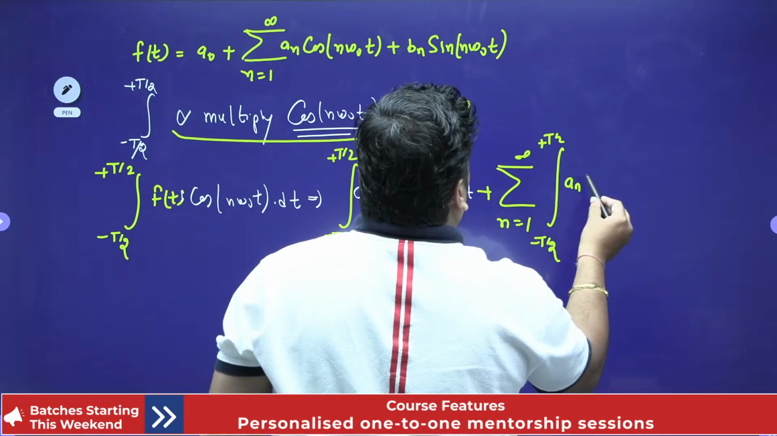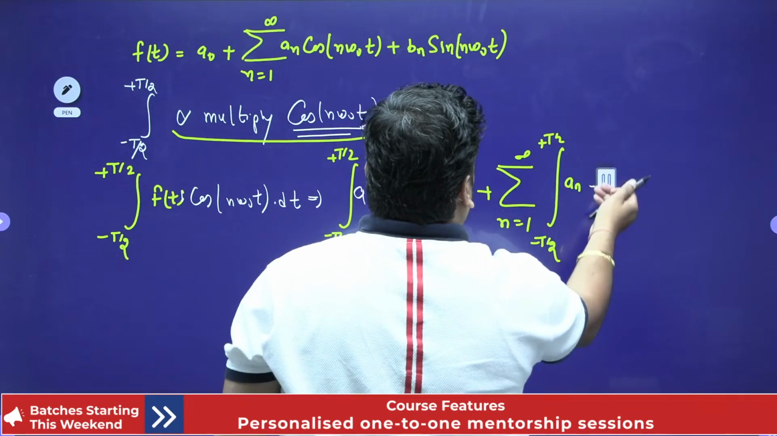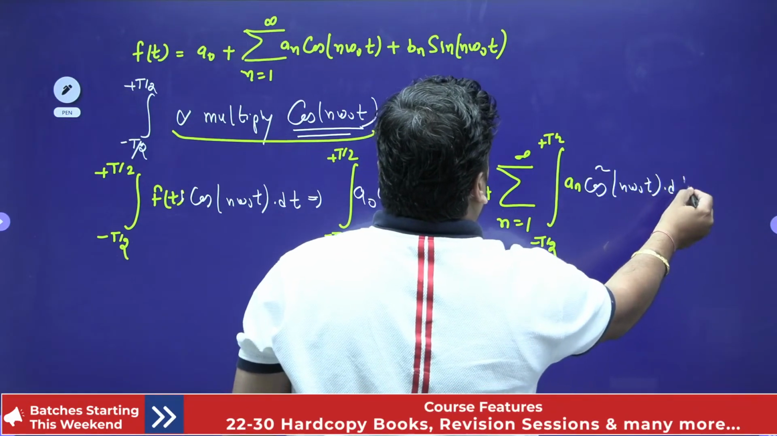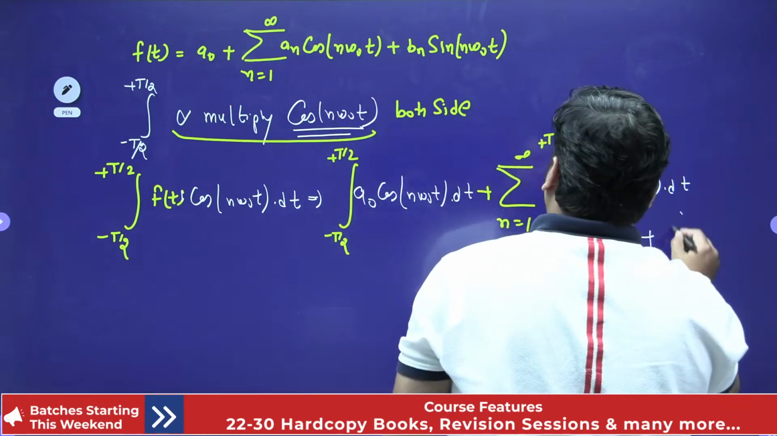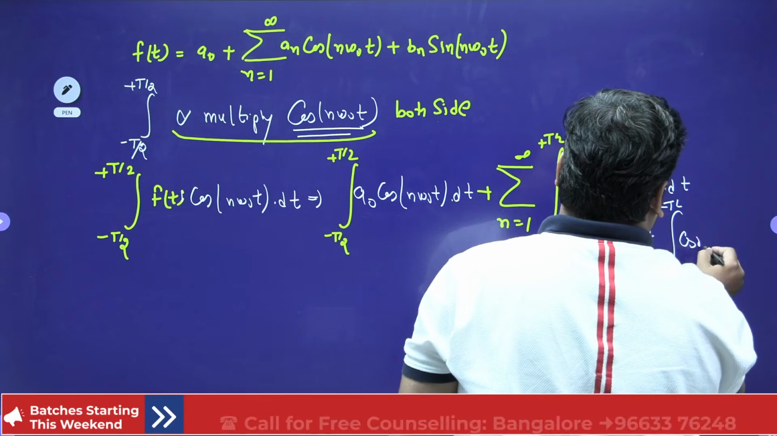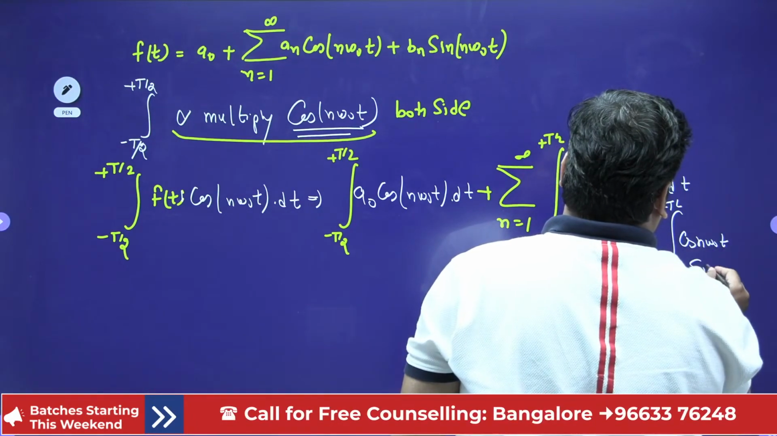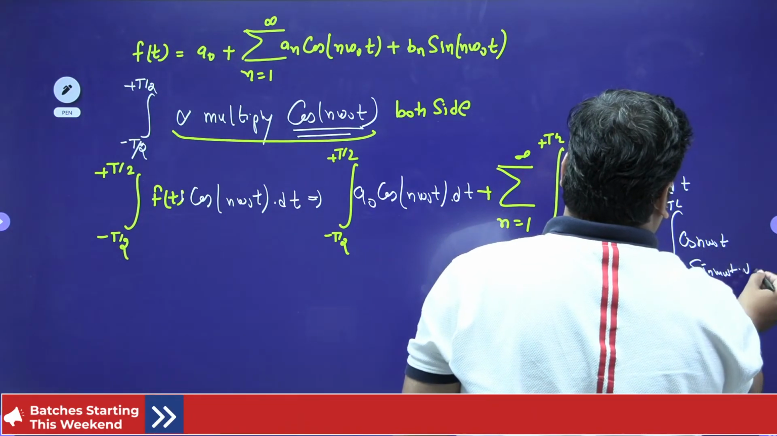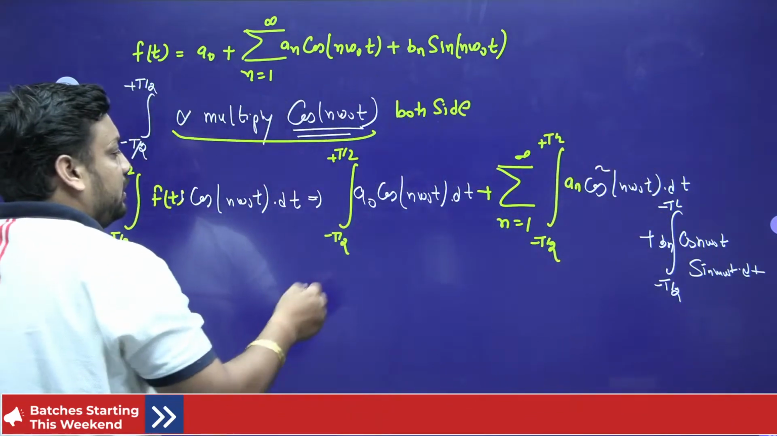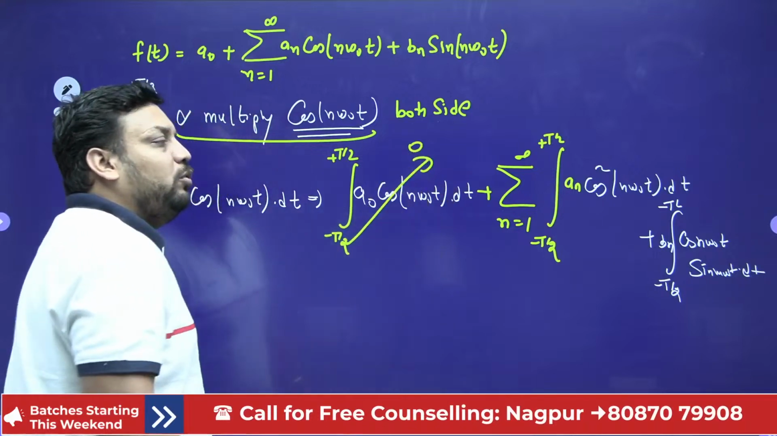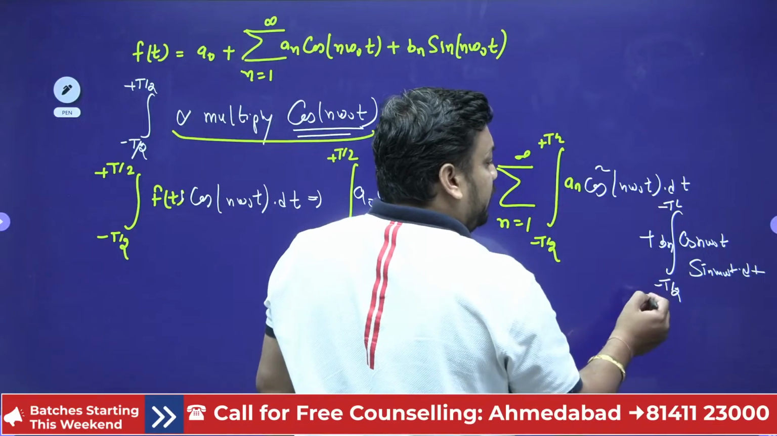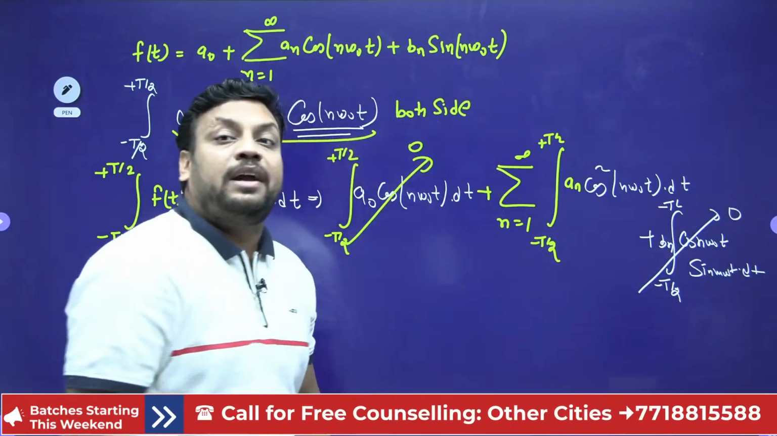This is what, guys? Cos and cos. So don't you think it is cos square actually? So it will be cos square of n omega 0 t into dt. And the second term is nothing but the integral from minus T by 2 to plus T by 2 of cos of n omega 0 t dot sine of n omega 0 t into dt, and bn also. So now don't you think, guys, that this term will become 0? This term will become 0 by using the orthogonal property. And what about this term? Cos, sine, different terms. So this is always 0 by using the property number 5.